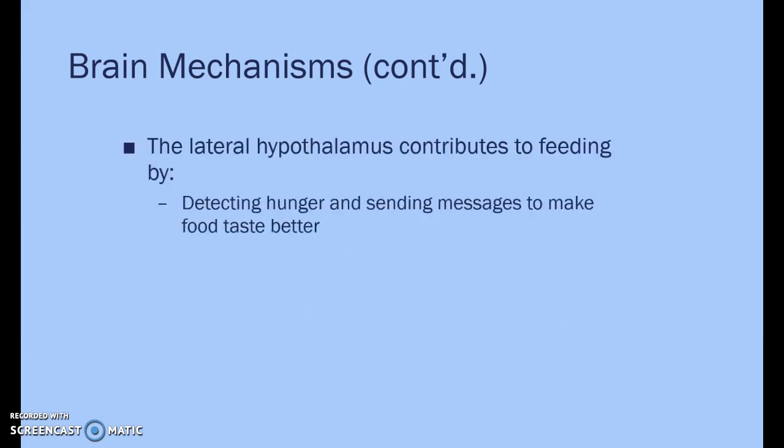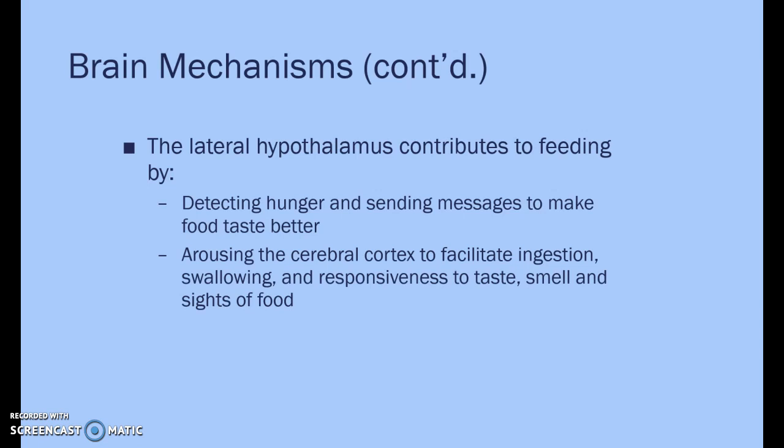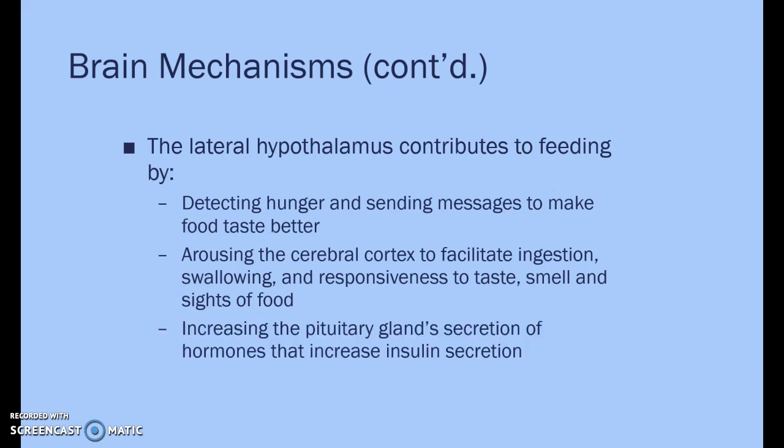The lateral hypothalamus contributes to feeding by detecting hunger and sending messages to make food taste better, arousing the cerebral cortex to facilitate ingestion, swallowing, and responsiveness to taste, smell, and sights of food, increasing the pituitary gland secretion of hormones that increase insulin secretion, and increasing digestive secretions.